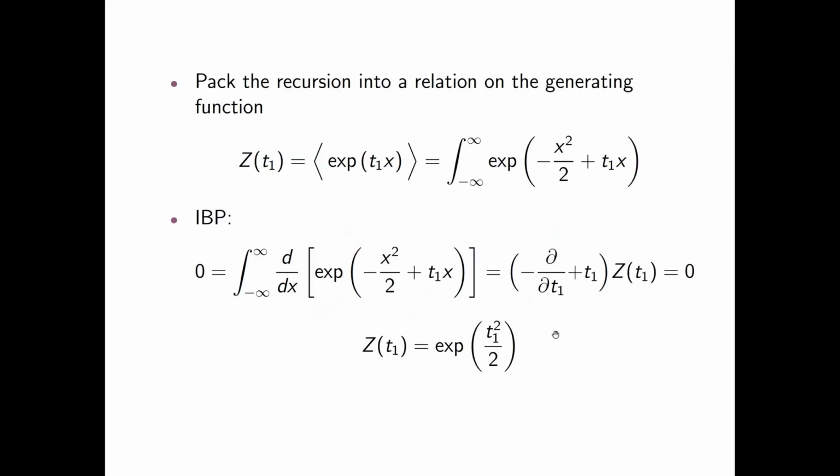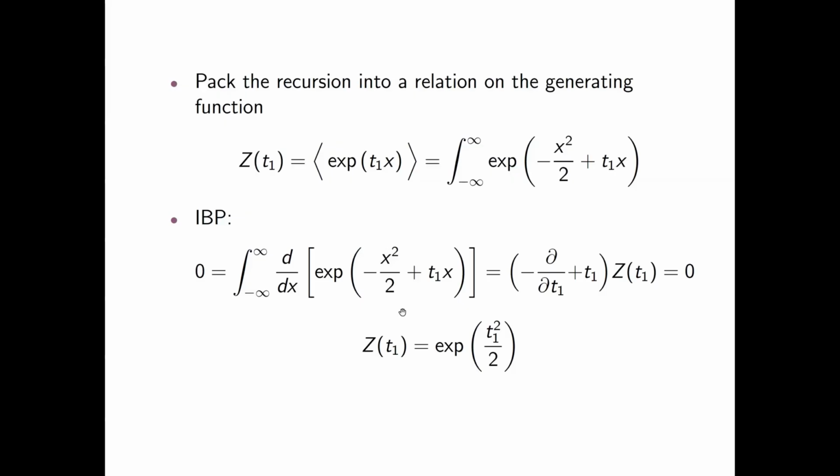Another way to do it is to pack all these recursions into a relation on the generating function. So we compute the expectation value of this exponent, exponentiated x, with the parameter t1. And then we do the same. We insert the total derivative. And this now gives not a recursion, but a differential equation on this kind of partition function. So this t1 is a kind of current that is coupled to this variable x. Then we can solve this equation, reproducing, of course, all the known answers.